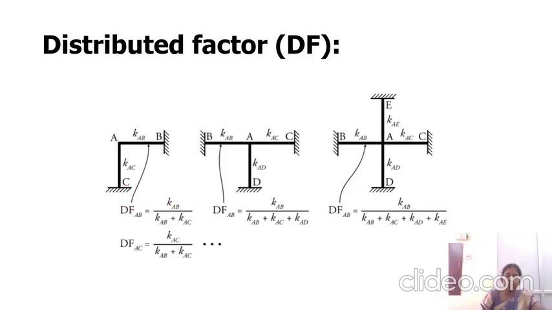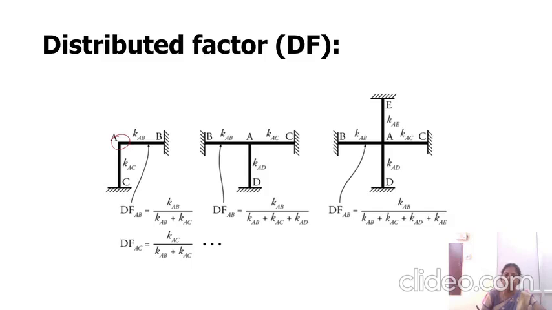In this frame, only 2 members are connected at the joint A, so we have KAC and KAB. The distribution factor for the member AB is KAB divided by the summation of all stiffness values, and the distribution factor for AC is KAC divided by the total sum of all stiffness values.